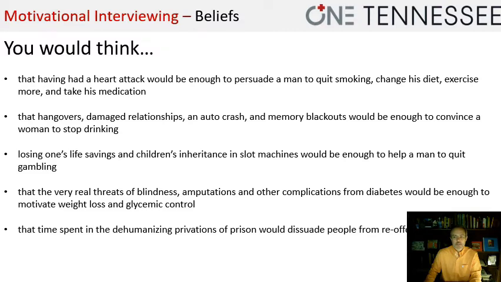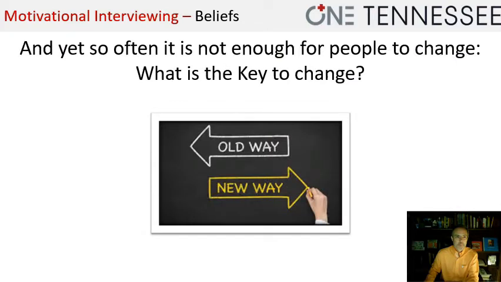You would think that time spent in the dehumanizing privations of prison would dissuade people from reoffending. And yet, so often, it is not enough for people to change. So what is the key to change?